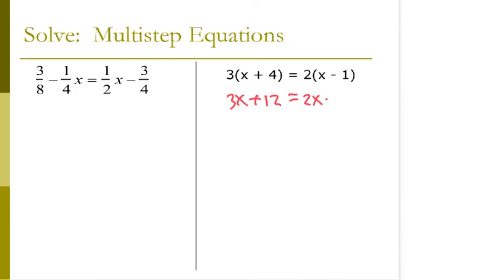We need to isolate our variable, or really just get the variable to one side by itself. So we're going to eliminate either the 3x or the 2x. We want to do the smaller of the two, and obviously 2x is smaller than 3x. So we're going to subtract 2x from both sides of our equation.